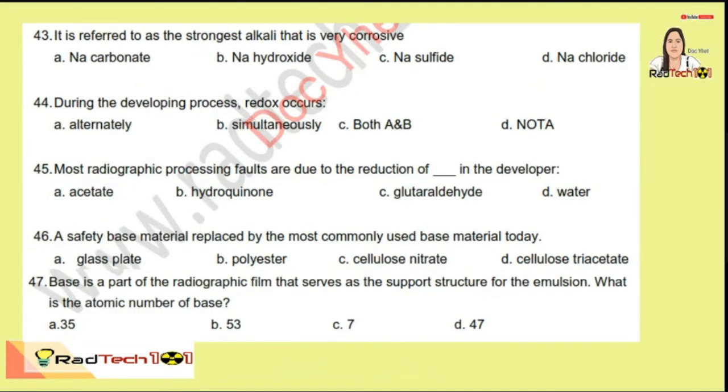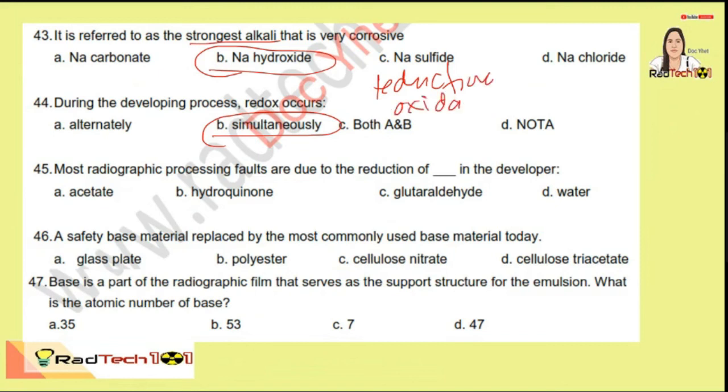Next, 43, it is referred to as the strongest alkali, it is very corrosive. Strongest alkali is sodium hydroxide. Next, during the developing process, redox occurs simultaneously. Redox meaning reduction and oxidation. So, they happen at the same time.